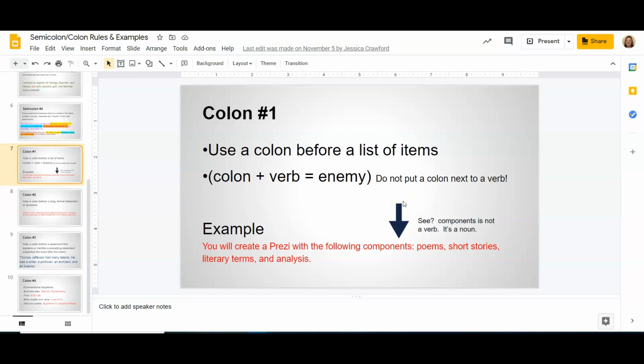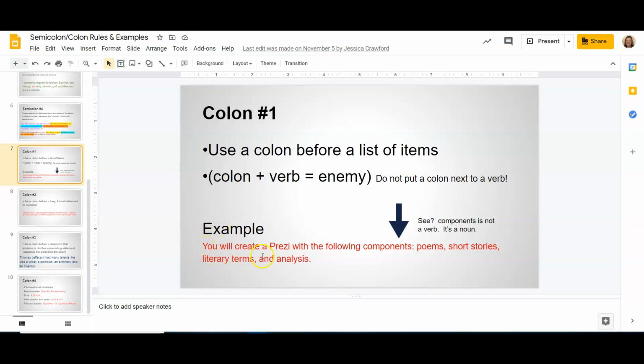Okay, so I group all 4 colon rules into one assignment because they are relatively short and they're pretty easy to understand. So colon rule number 1, again, go to the slideshow in your semicolon colon folder. Colon rule number 1 is for a list. That's typically what we use colons for. The only thing you need to remember is that you cannot put a colon before a verb. A colon and a verb are enemies. Do not put them together.